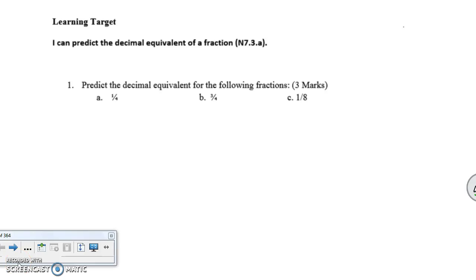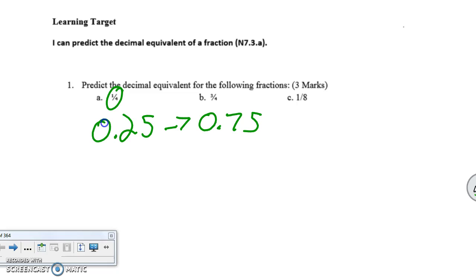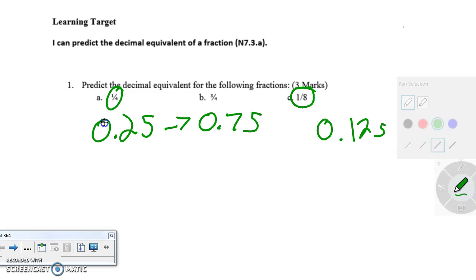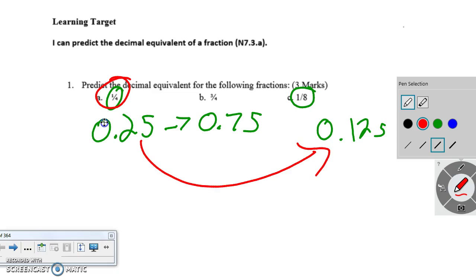Predicting just relies upon having used the fractions enough that you have an idea of where they're going to go. So predicting the decimals, A is going to be 0.25, and you know that because it's a quarter of one. So if you know that, then you know that 3/4 is going to be 0.75 because it's triple that, and 1/8 is going to be 0.125. And the reason I know that is because 1/8 is going to be exactly half of 1/4 over here. So I just take half of that and I end up with that.